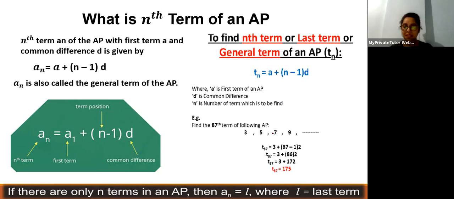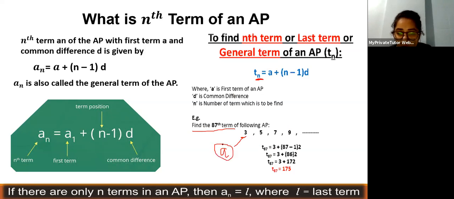So let's see this example. Find the 87th term of the following AP. How will you find the 87th term? Just put 87 in place of n. 3 is the first term. Let's find the terms. What is the first term over here? So this is A.